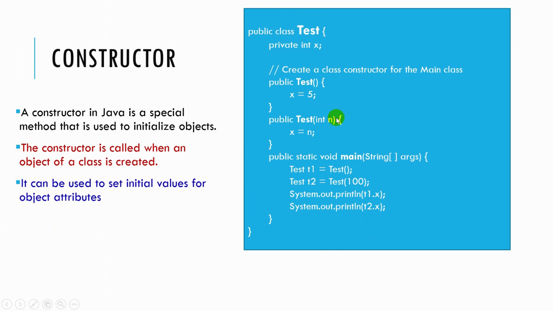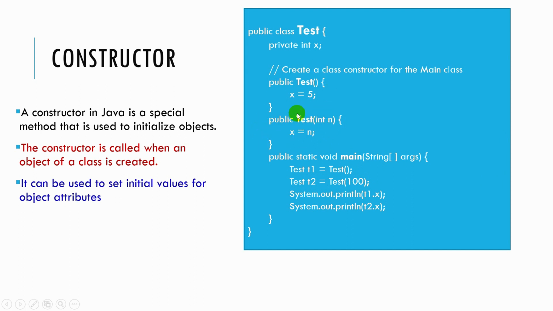When you create an object, for example in the main program, Test t1 equals new Test, and Test t2 equals new Test(100). It means you create a new object t1 and then activate the constructor, x equals 5. You don't do anything else, but the variable x is set to 5 because it is activated by the default constructor. And we have t2 equals Test(100). If we set this x data to n, when we create an object using this constructor with the parameter, it activates the constructor that we created.